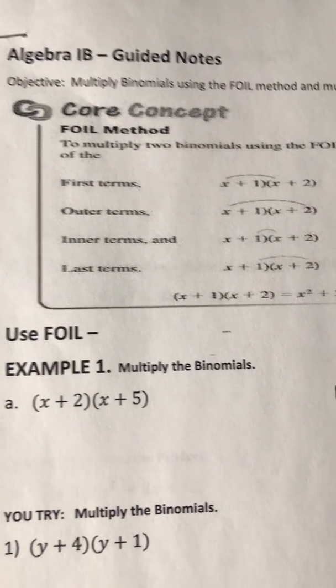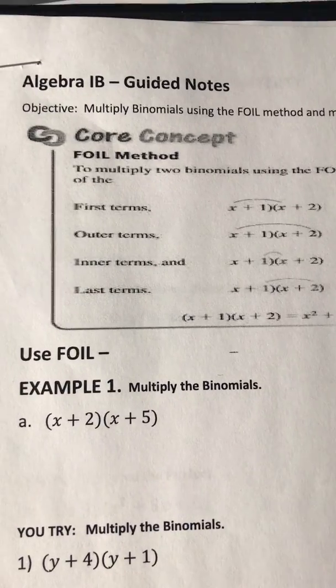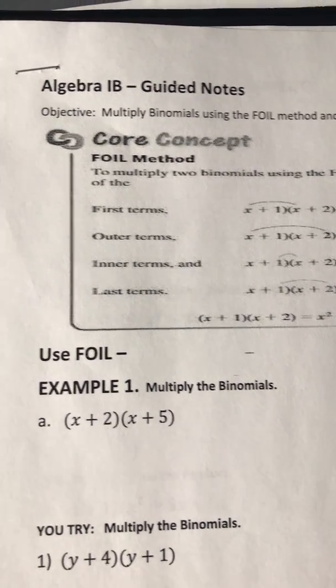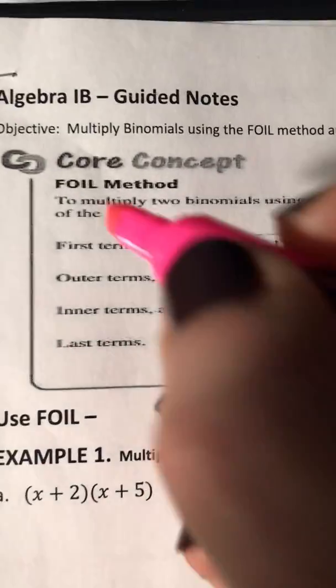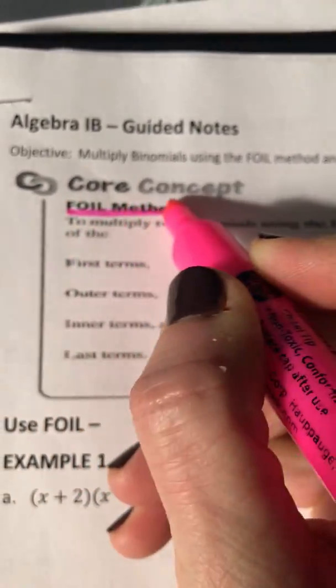Hello, ladies and gentlemen. Today we're going to be doing section 7.2 of your notes, and it's something called the FOIL method, and it's for multiplying.